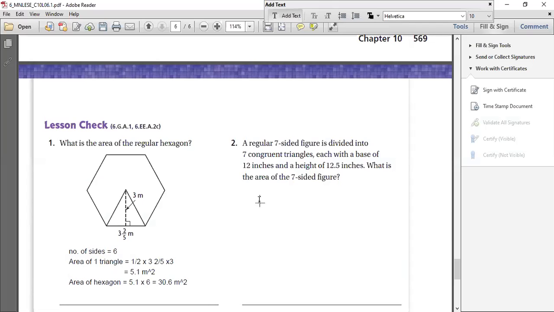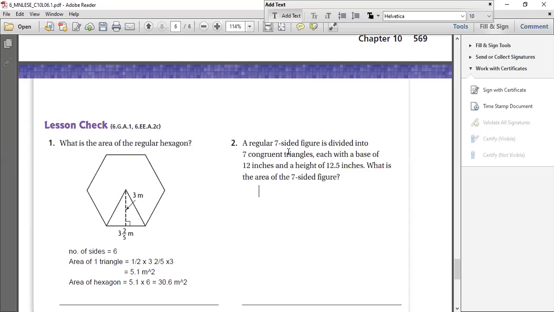Fine. So the next question again, a regular 7-sided figure is divided into 7 congruent triangles. So a 7-sided figure is called a heptagon or a septagon. It's okay to call both, but the most common one used is heptagon. Okay, so a regular 7-sided figure is divided into 7 congruent triangles, each with a base of 12 inches and a height of 12.5 inches. What is the area of the 7-sided figure?